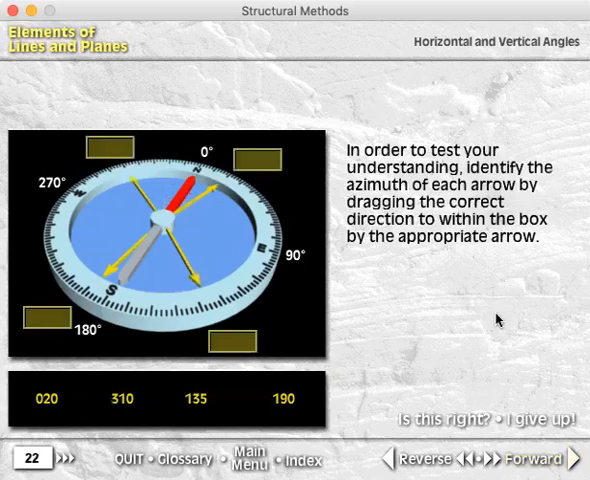In order to test your understanding, identify the azimuth of each arrow by dragging the correct direction to within the box by the appropriate arrow. Okay, so I'll look at it again. Here's the first one. We're at 0 degrees north. It measures 90, 180, 270, backed up to 360. We know this is 10, 20, so we drag 0 to 0. Go ahead and take a look at it for a few seconds before I fill in the others. See if you can figure out what they would be.